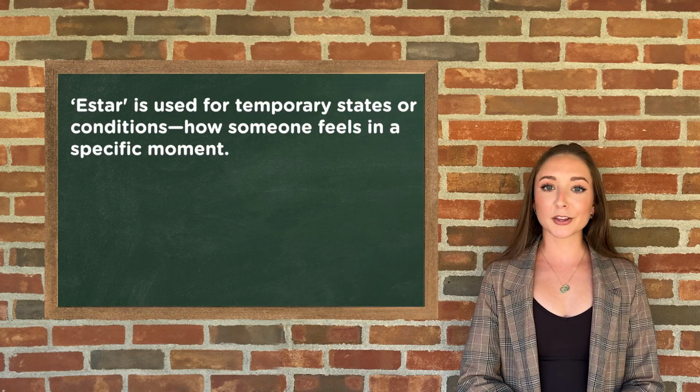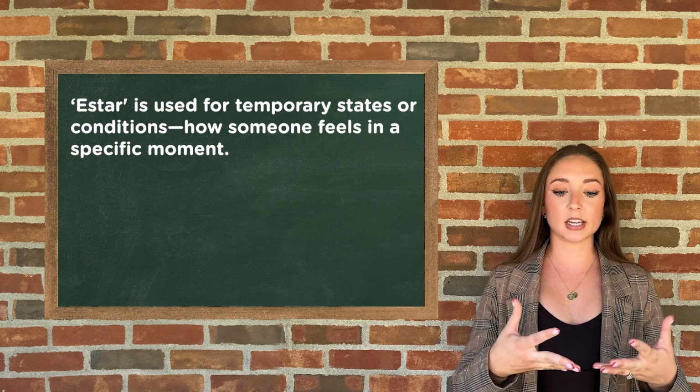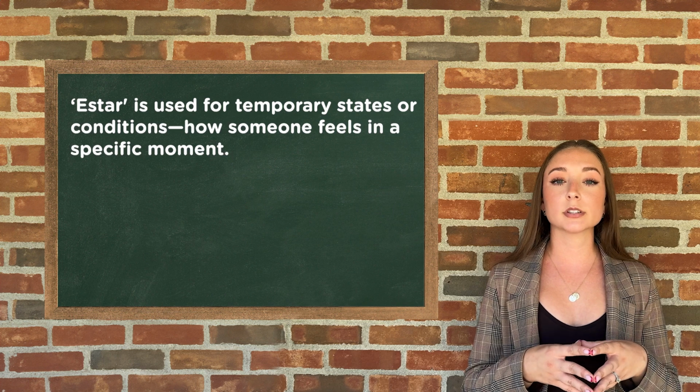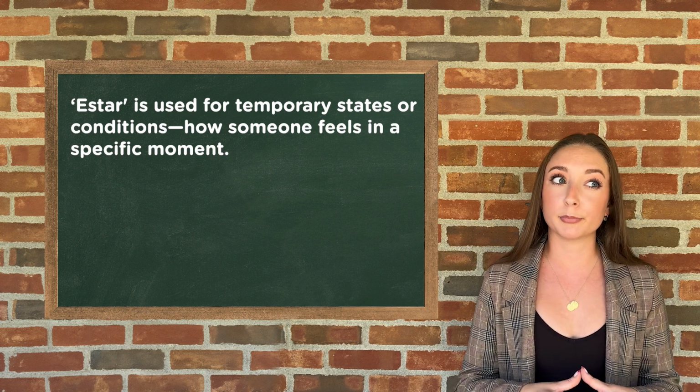Now, on the other hand, estar is used to describe a person's condition or feeling in a specific moment of time. It's like you were saying this is how they are right now, but not who they are as a person. You want to talk about somebody else being mad. You would say, la persona está enojada. Because hopefully that's not their being, that's not their core, that's how they're feeling in that specific moment.